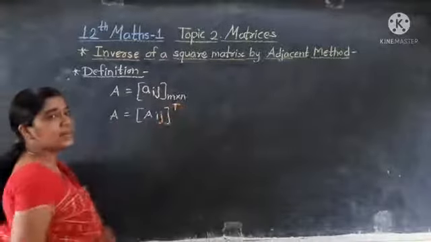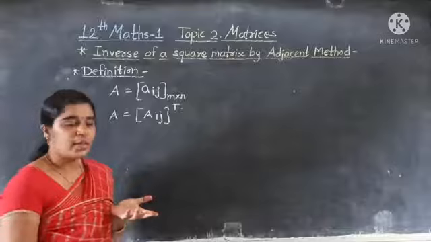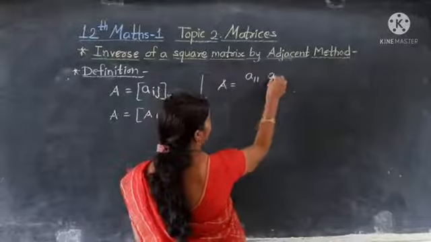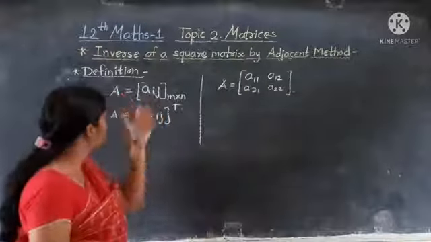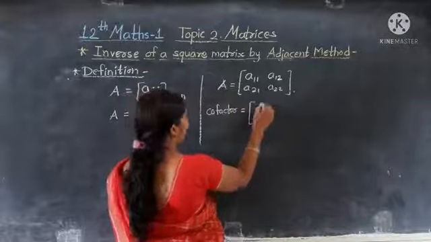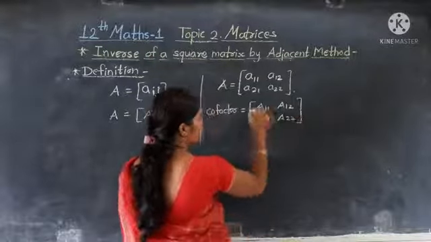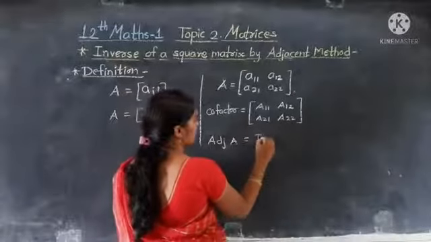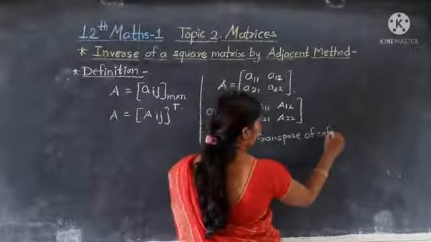What will we write for this matrix? We will write the transpose. So what is Aij? Aij are the cofactors. Suppose the given matrix A has elements A11, A12, A21 and A22. This is the matrix. You first find the cofactor of this matrix, which we denote by A11, A12, A21 and A22. These are the cofactors, and we find the adjoint by transpose. Adjoint of A is the transpose of the cofactor matrix.